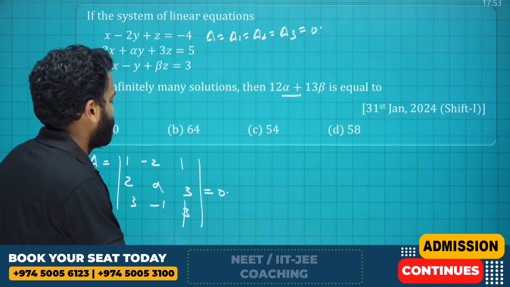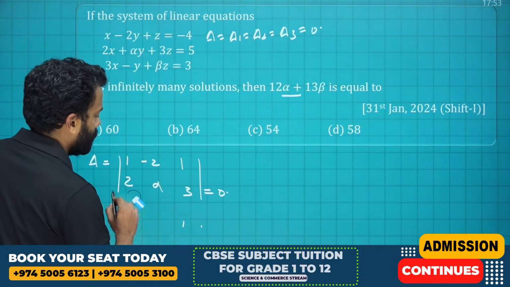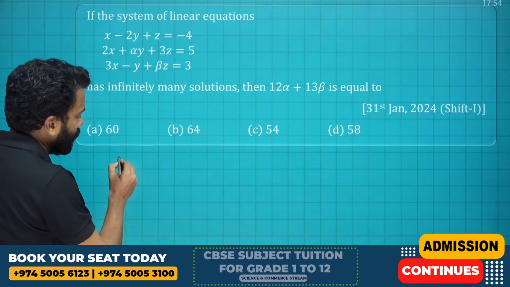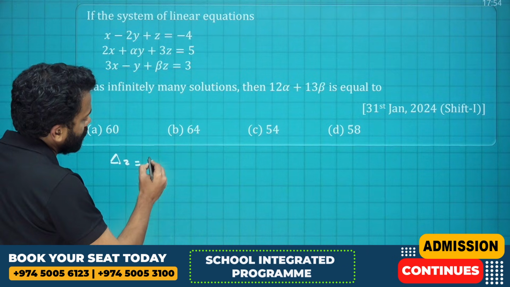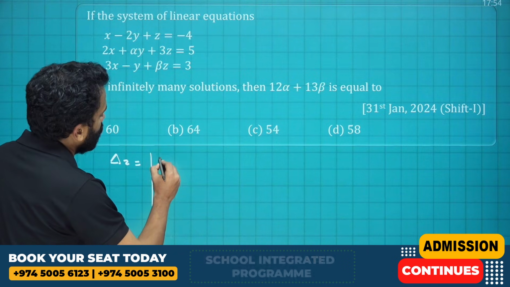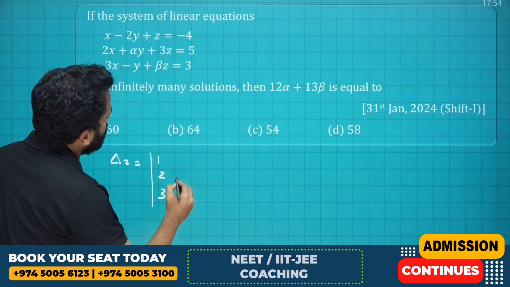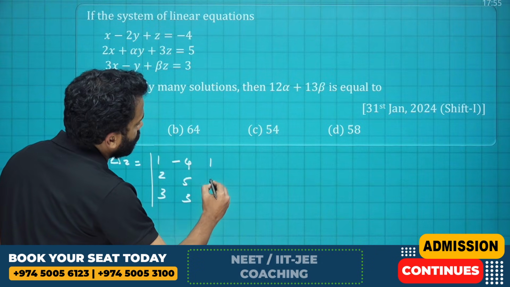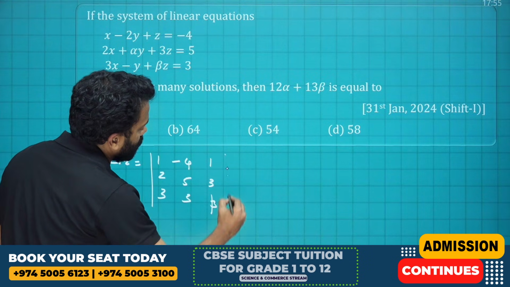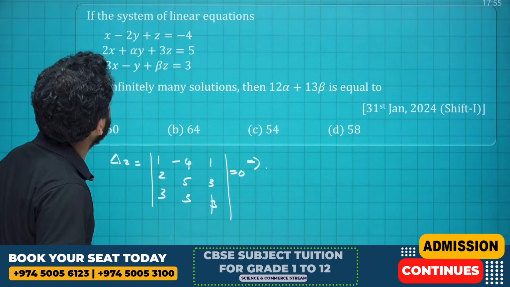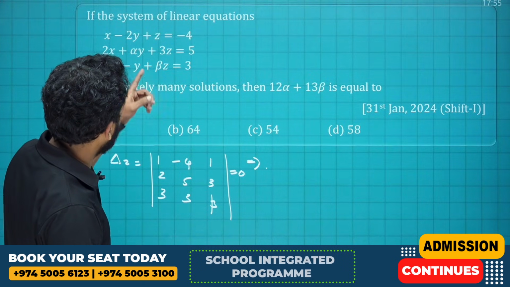Let's do this. So I am eliminating this. We can take delta 2. Only then will the alpha and beta get separated. Delta 2 is equal to 1, 2, 3, minus 4, 5, 3, 1, 3, beta. And equate it to 0. 1, 2, 3, minus 4, 5, 3 and 1, 3, beta.